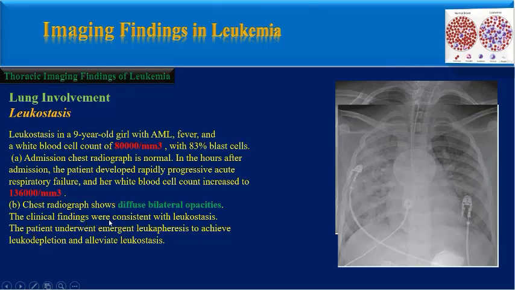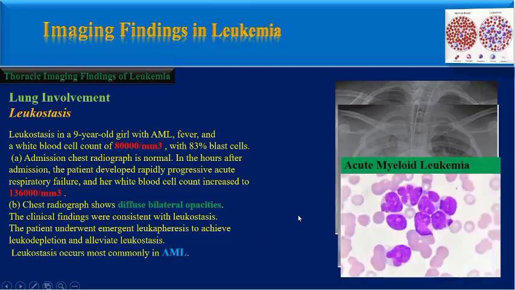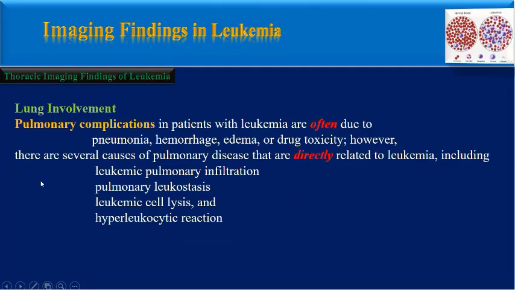The clinical findings were consistent with leukostasis and the patient underwent emergent leukapheresis to achieve leukodepletion and alleviate leukostasis. Leukostasis occurs most commonly in acute myeloid leukemia. Another type of lung involvement is leukemic cell lysis.